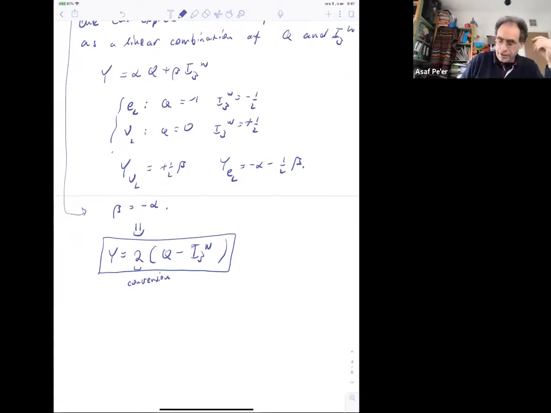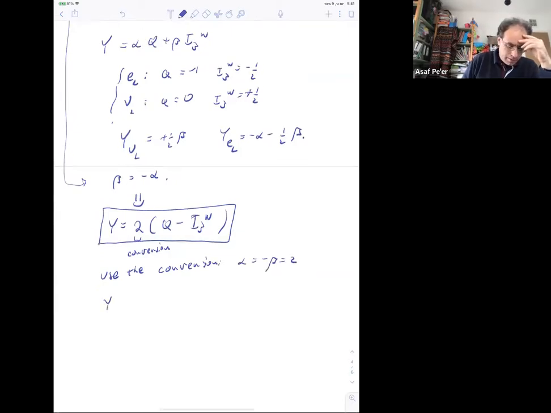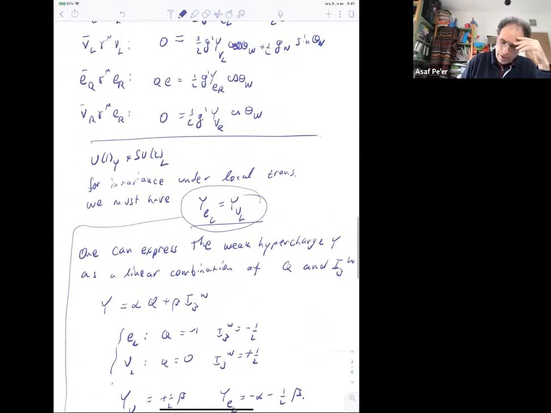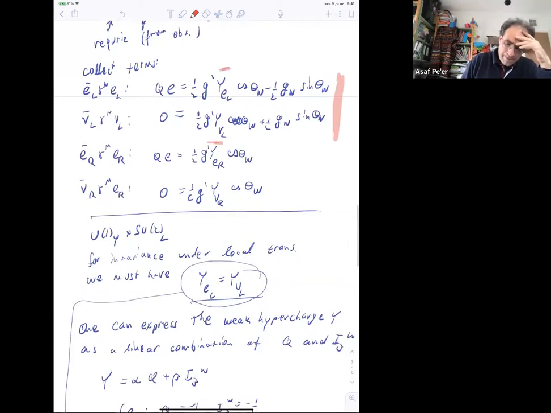So we can use this convention: alpha is minus beta is 2, and we get that Y neutrino left is Y electron left is a -1. And once we know that, we can plug it here. You know what is Y electron left, Y neutrino left, and you know what is Q, right? Just the -1 for the electrons.